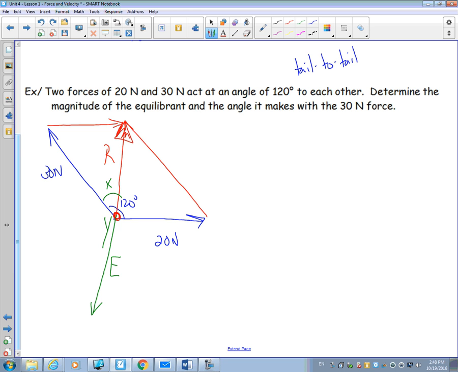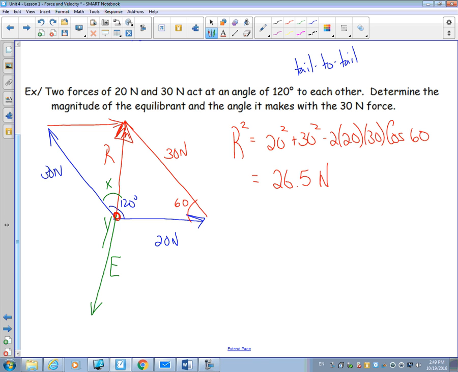Going back to our C pattern, if I've got 120 down in the bottom left corner here, that means the other corner has to be a 60, because together 120 and 60 make 180. I know this is a 30 Newton force. I just translated the vector, which means I can use the cosine law. So I get r squared equals 20 squared plus 30 squared minus 2 times 20 times 30 times the cos of the angle between them. That's 60. We can put that all in our calculator, make sure we square root it at the end, and I got 26.5 newtons.